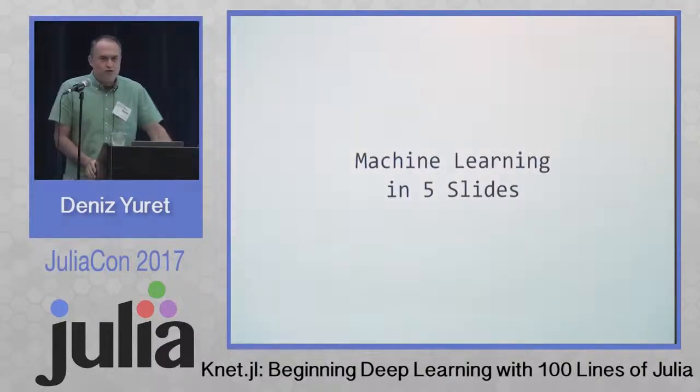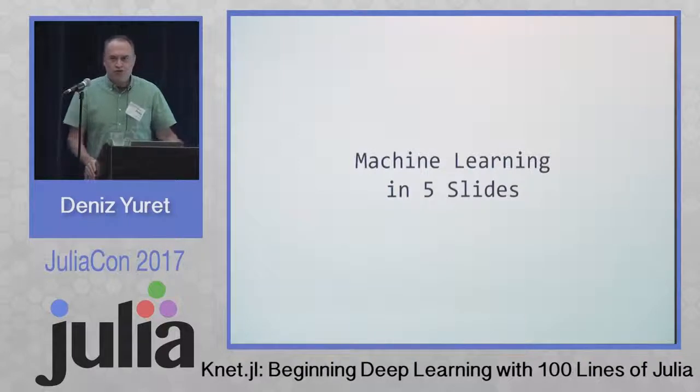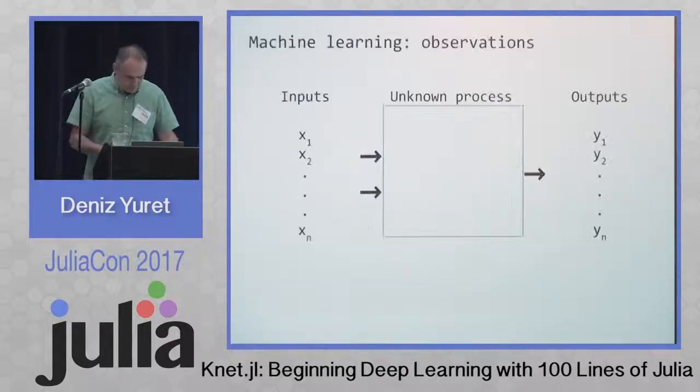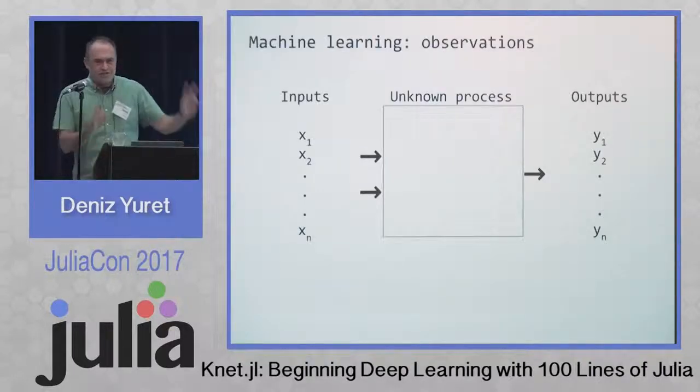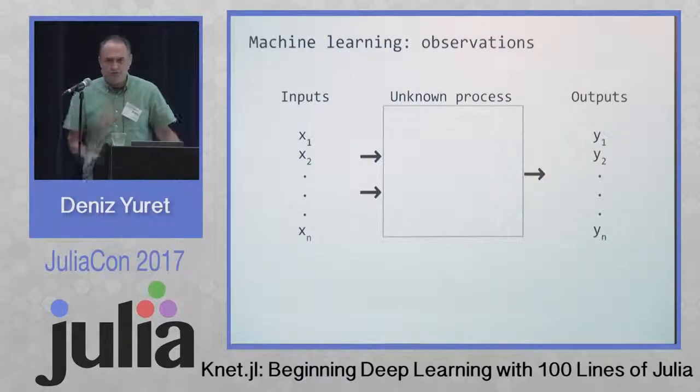So for those of you who missed the tutorial yesterday, I'm going to teach you machine learning in 5 slides now. So at least this is supervised machine learning. There are more types, but this is the most common type. You basically start with some observations. These observations consist of some inputs that go through some unknown process and that lead to some outputs. So you collect as many examples of these things as possible.